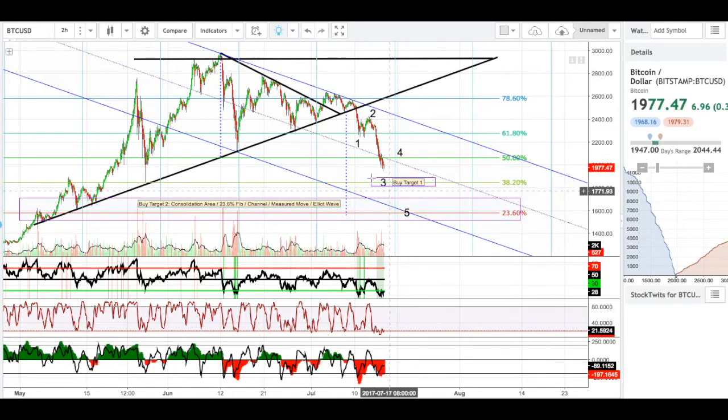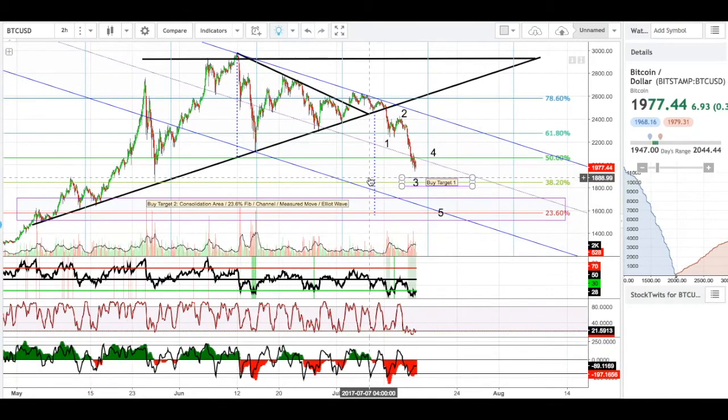And the Elliott wave also supports that. We'll get into the Elliott wave a little bit more on the half hour chart. Basically, I'm seeing a 1, 2, long 3 leg, 4, and 5.